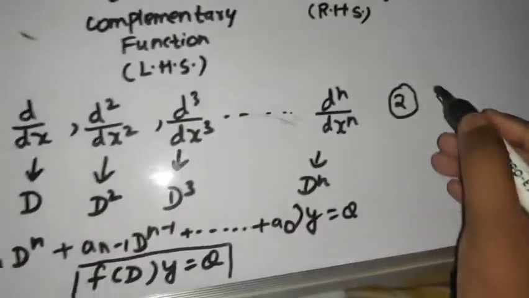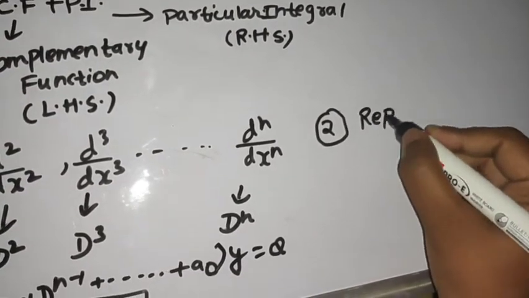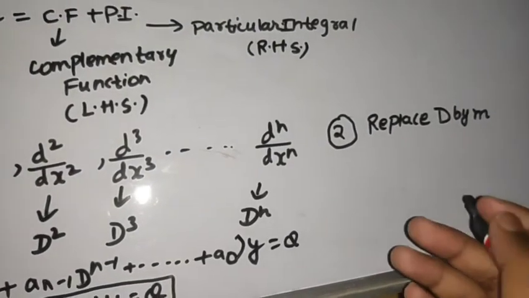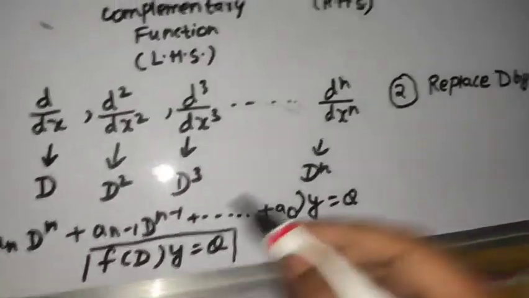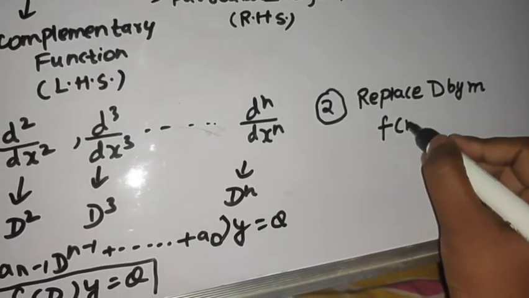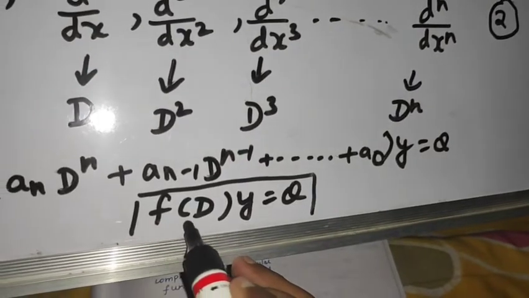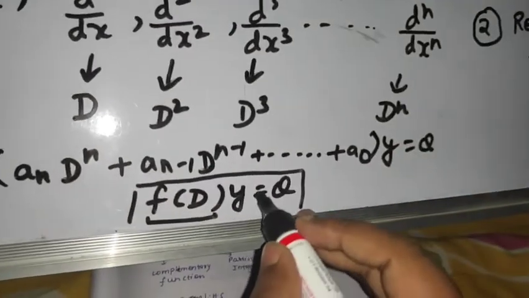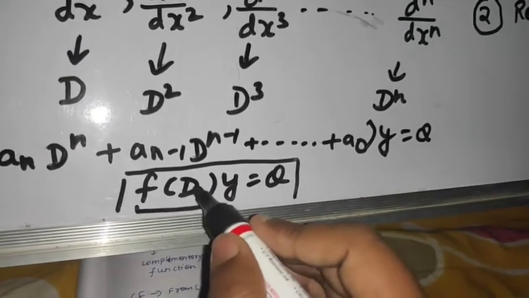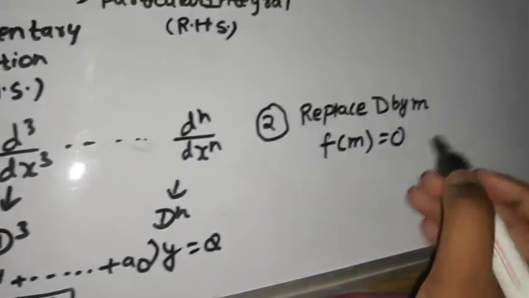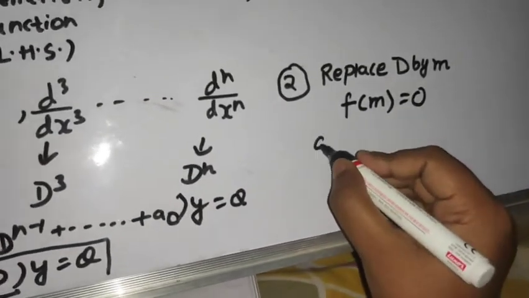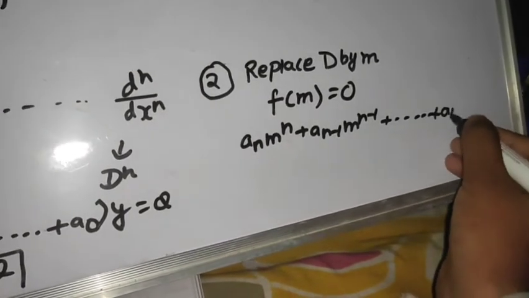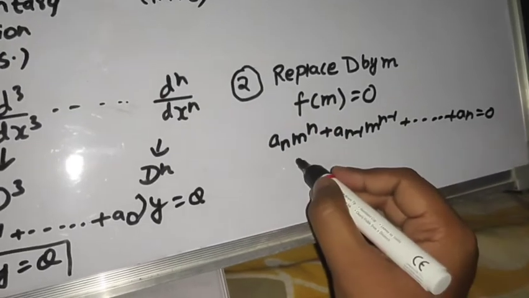Now what will be your second step? Second step will be to replace D by m. Whatever times D you get, you will replace by m, and now this will become a function of m. Now you replace D by m, and this thing you will equate to 0. You only need this. Forget about y, forget about the RHS, only replace D by m and equate this particular portion to 0. This will look something like this: a_n m^n + a_(n-1) m^(n-1) and so on up till a_0 equals 0. And this is your auxiliary equation.